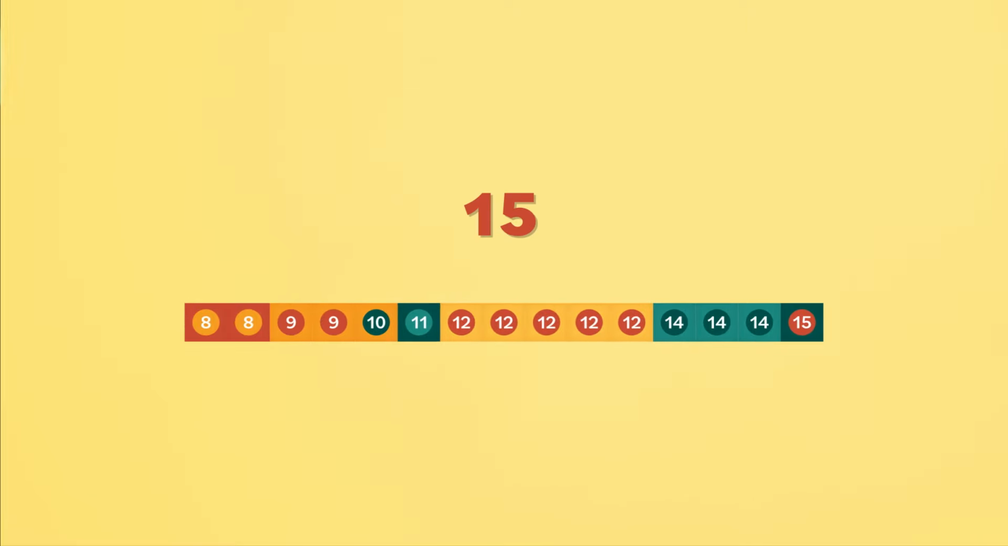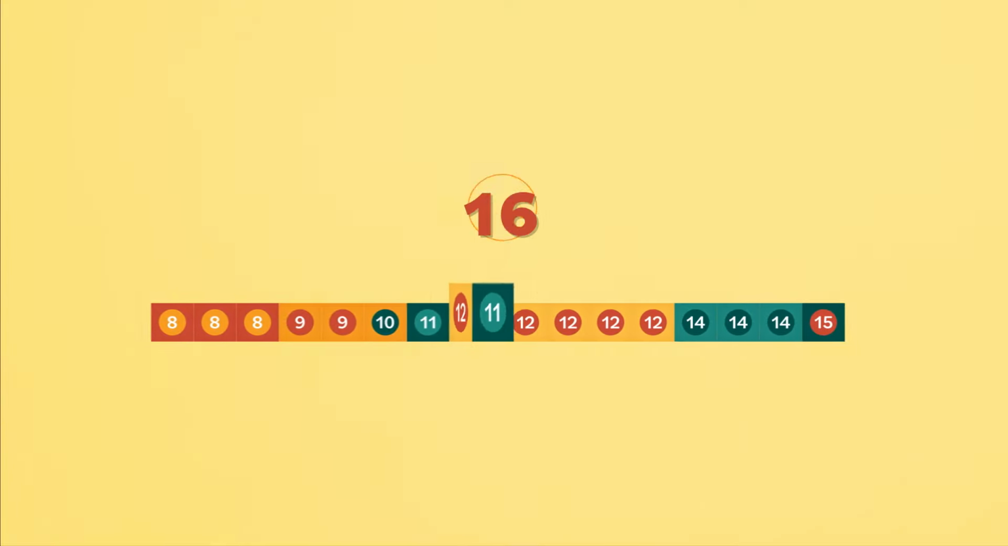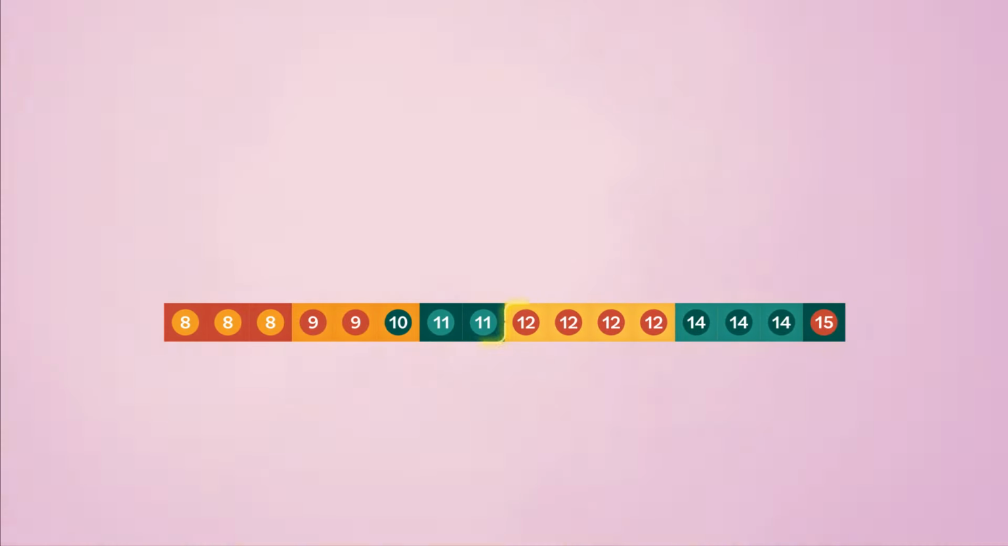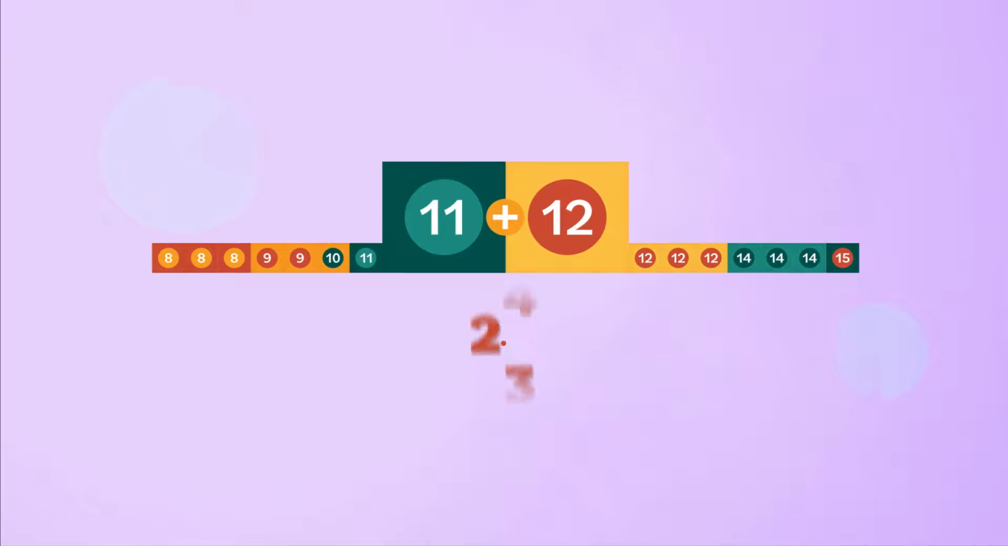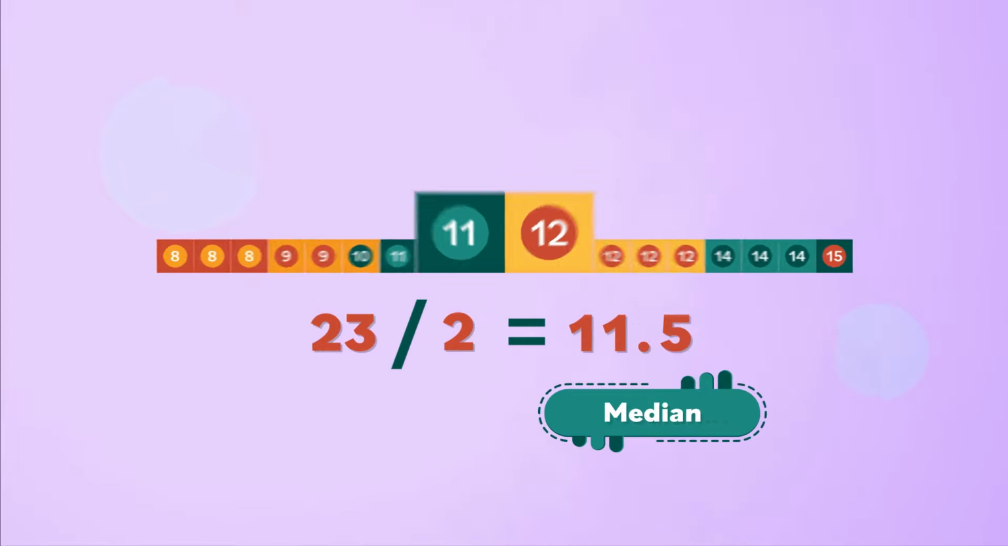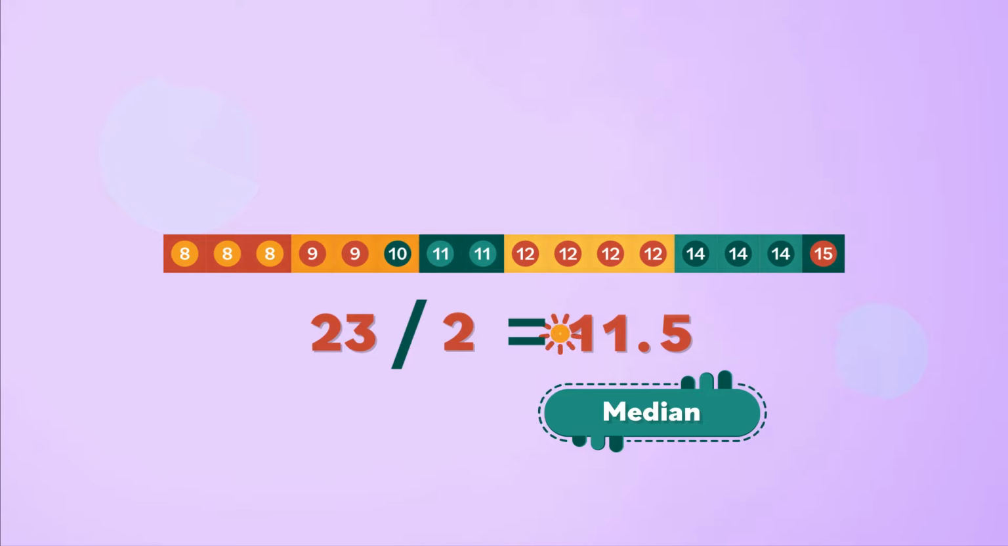But what if you have an even data set and the two middle numbers are different? In that case, average the middle two numbers in order to find the median. It's okay if you end up with a decimal like 11.5.